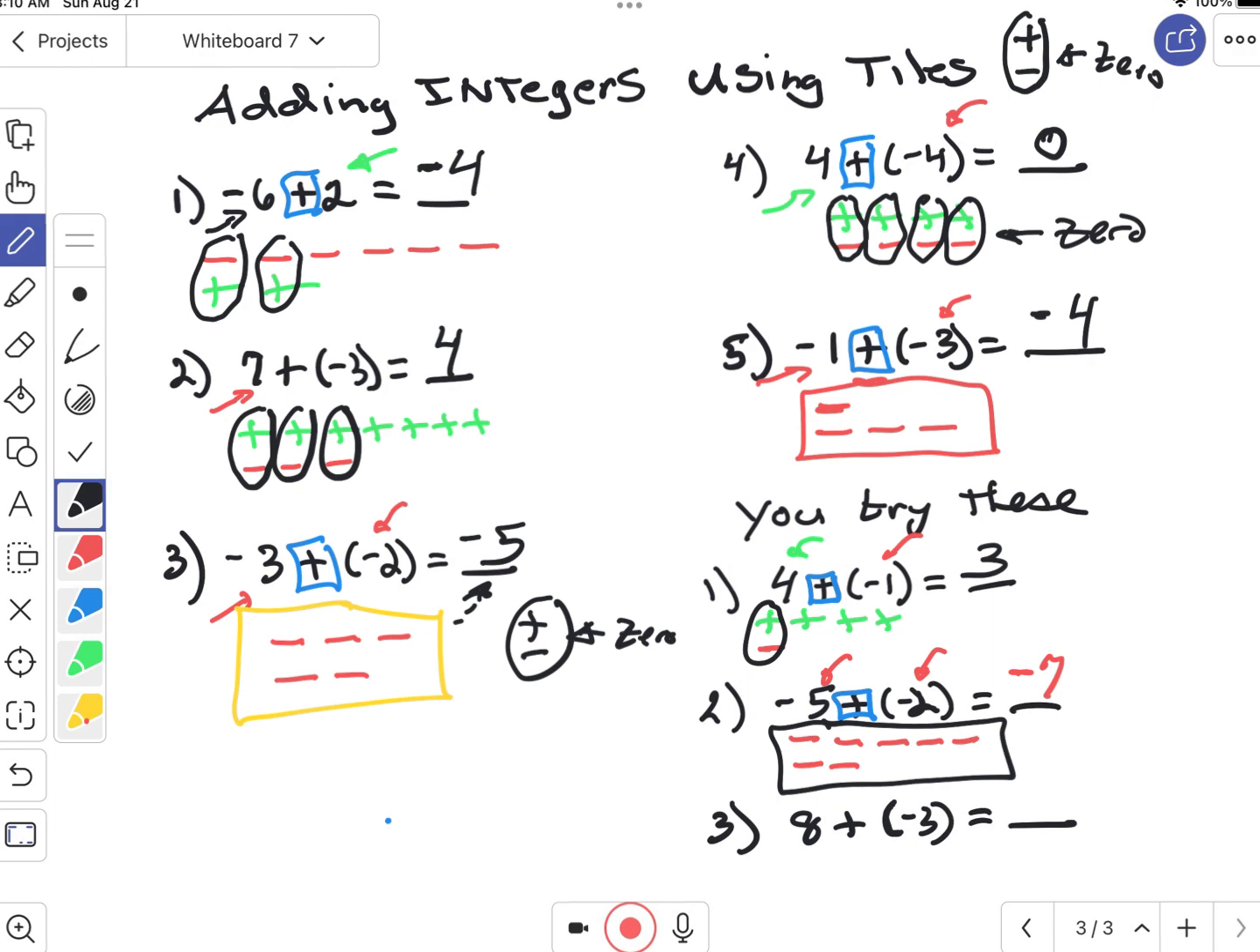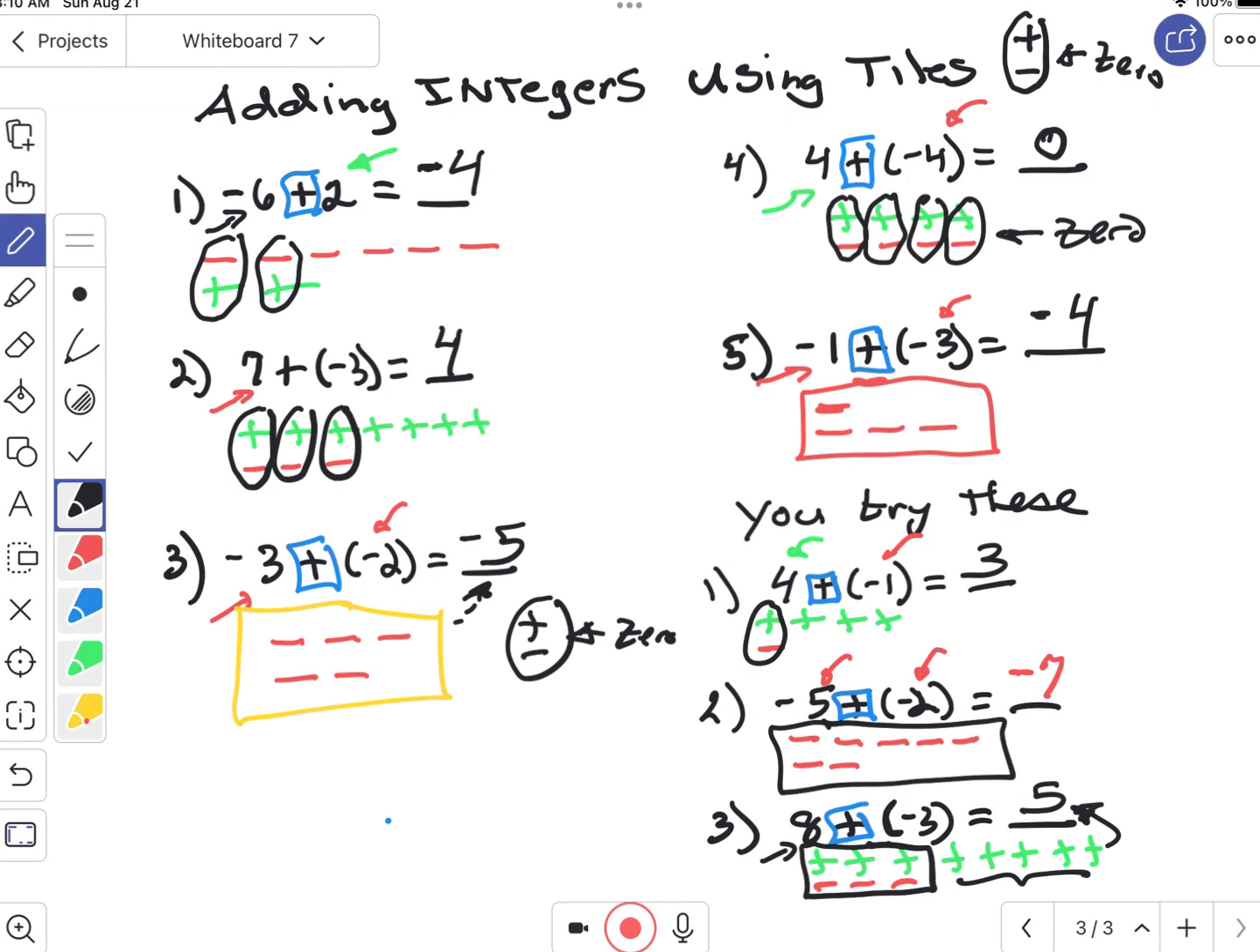If you have 8 positives and 3 negatives, which one do you have more of? Don't you have more positives than negatives? How many more positives do you have than negatives? We have 5 more positives. So let's see how that works. We're starting the picture with 8 positives, and we're adding to the picture 3 negatives. And isn't each of these a 0? Aren't those all of our zeros? So don't we have 5 more positives left over?